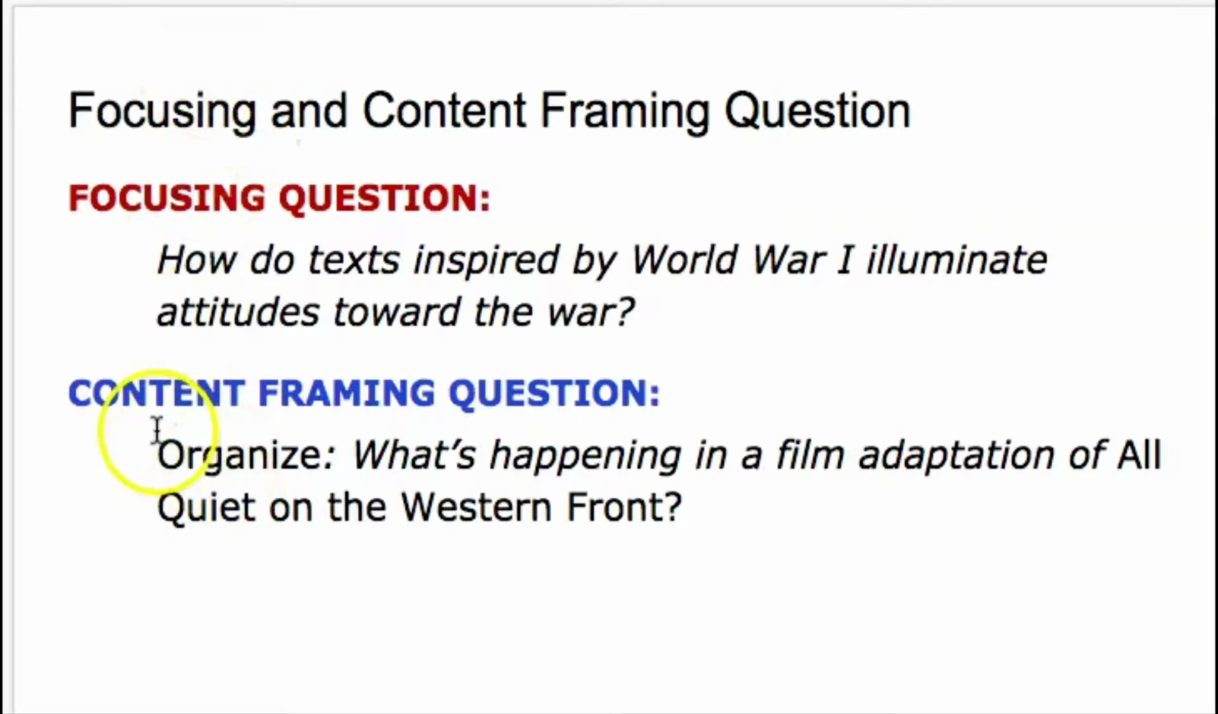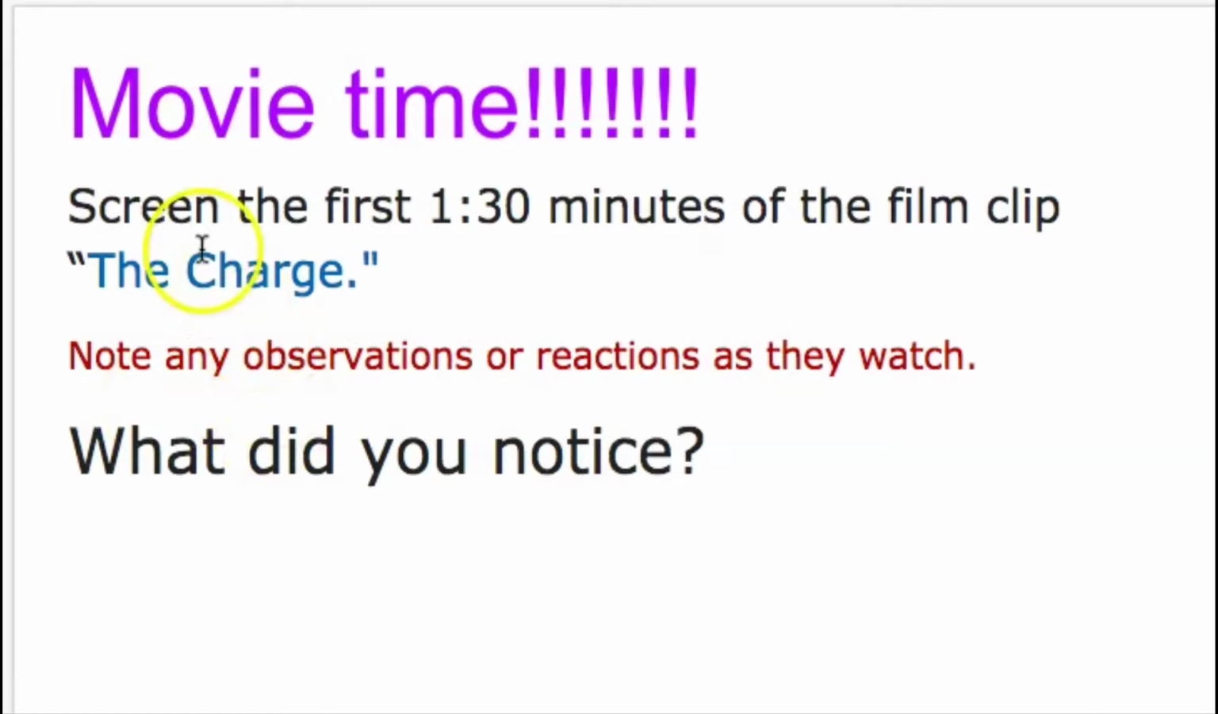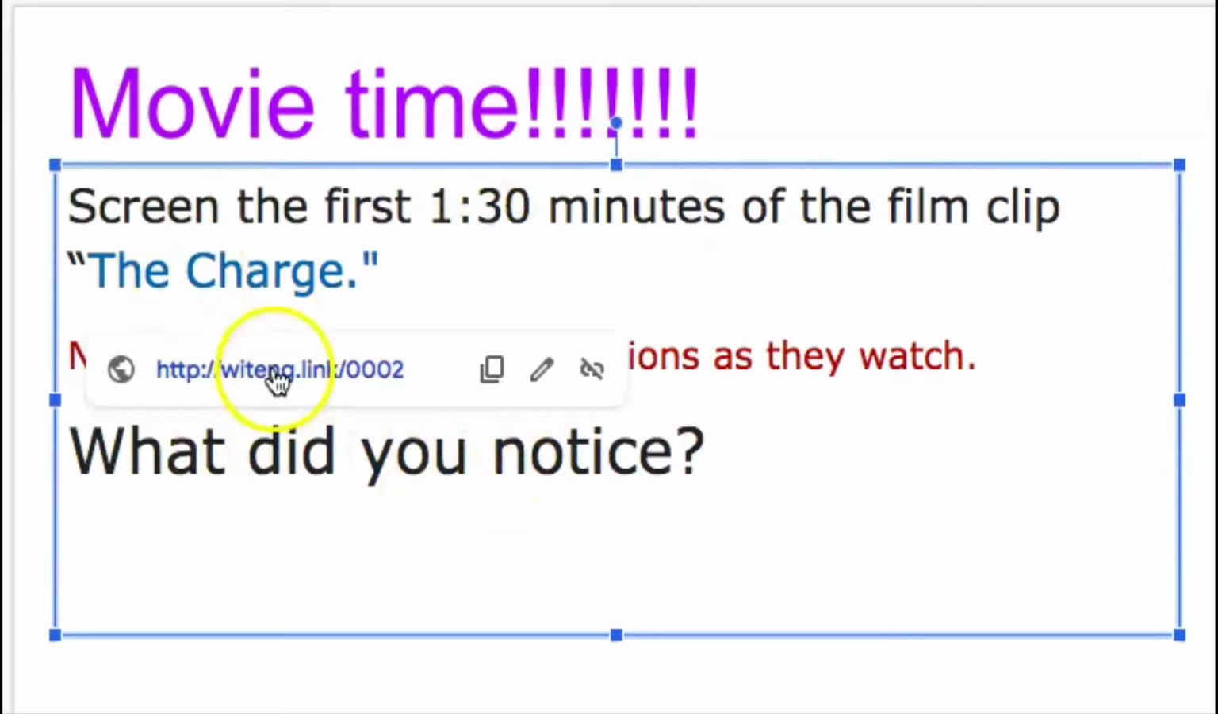So, for your content framing question for this lesson, we're going to be in our organized stage. What's happening in a film adaptation of All Quiet on the Western Front? So we're going to be watching a short film of All Quiet on the Western Front, and you should be able to tell me what's happening in that film. So when we look at it, I want you guys to ask yourselves, what do you notice?